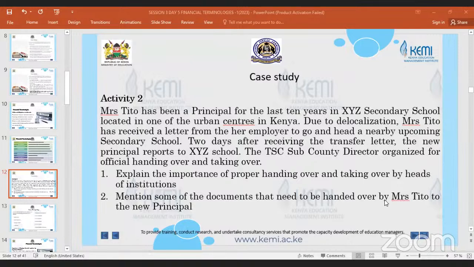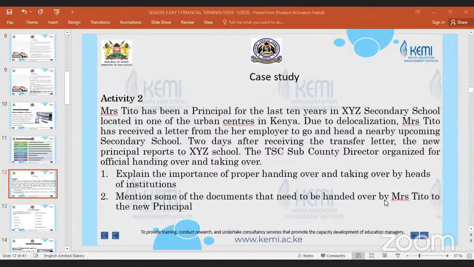Go on. Yes, my group members asked, what name do we give to a list of creditors and debtors? It's one of the registers to be handed over. What name do we give to what? A list of creditors and debtors. Okay, that one will be answered. Thank you. We are moving on. We will get there. Thank you.